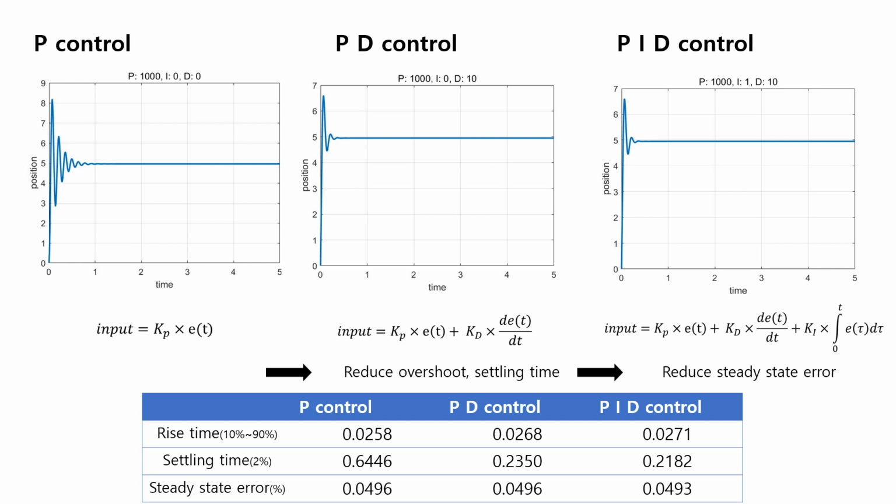To reduce overshoot, we use D control. For D control, input to the motor is the discrete derivative of the error multiplied by the D gain. With D control, we can reduce overshoot and also settling time. Settling time means the duration it takes for a system to reach and remain within a specified range of a target. But with P and D control, we cannot reduce steady-state error. To reduce steady-state error, we use I control. For I control, input to the motor is the discrete integral of the error multiplied by the I gain.